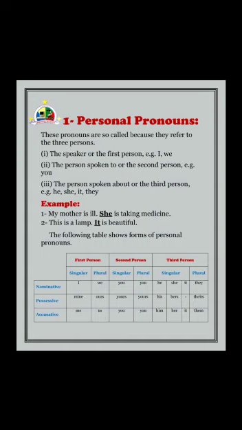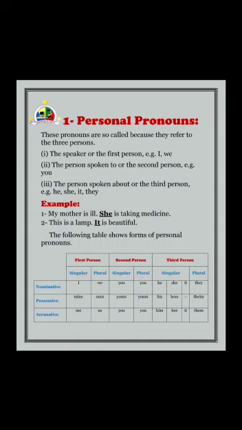The following table shows forms of personal pronouns. Here we have first person, second person, and third person pronouns. In nominative singular we have I and its plural is we. In possessive we have singular mine and its plural is ours. In accusative we have singular me and its plural is us. In second person pronouns there is no change in plural form. You can see as nominative, possessive and accusative, you, yours and you remain the same in plural form.